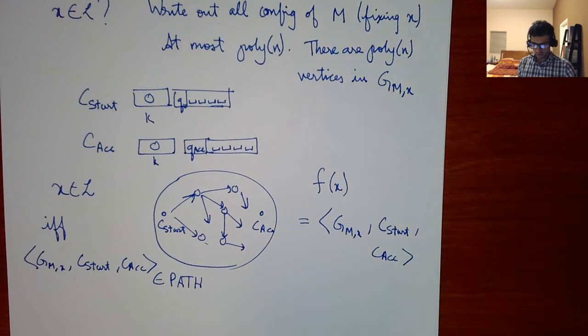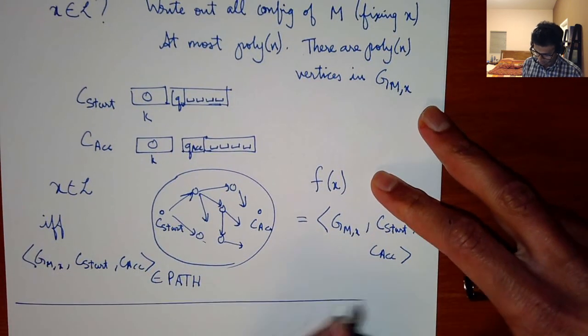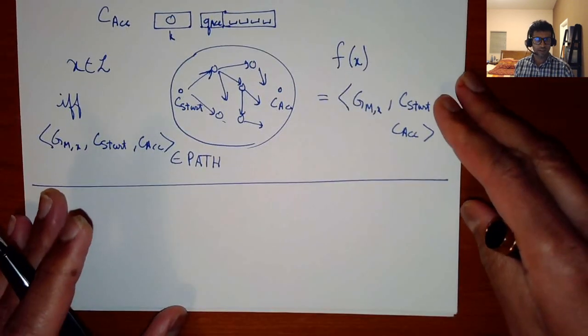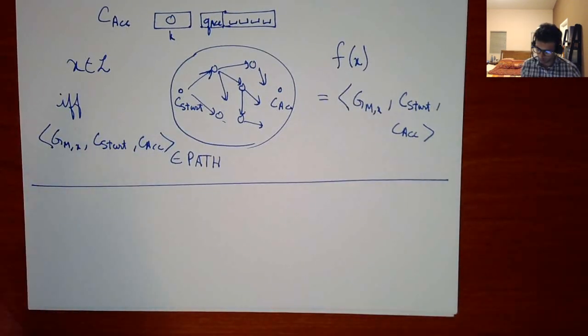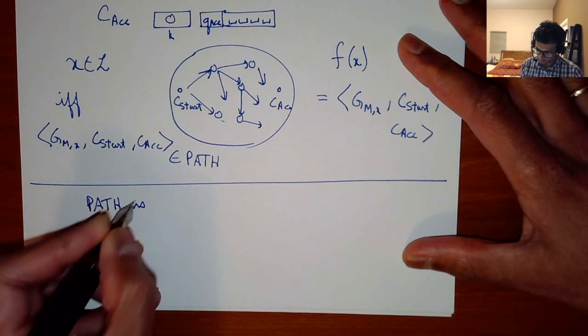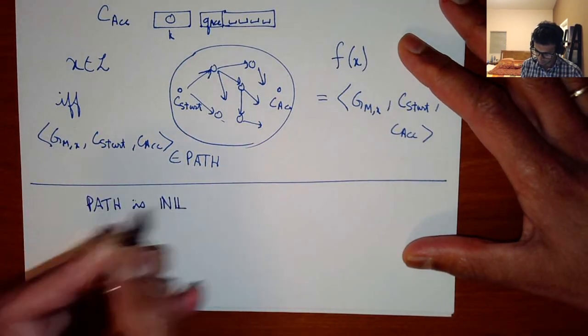But just to recap this, I want to state the main message. I said every lecture we do one main theorem. The main theorem here is that PATH is NL-complete.